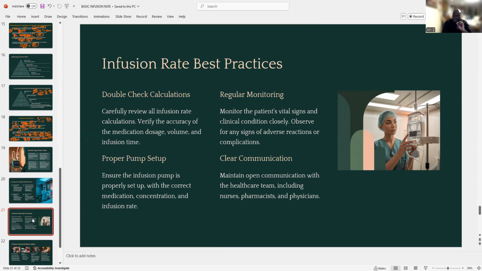So observe, check your patient, check your pump. Make sure that you set up your pump correctly. If you do not know how to use a pump, please reach out for help. Ask for help. Let someone train you if you do not know. If you are not sure about your calculation, double check. Ask another nurse to double check with you, because a mistake can happen. You can kill someone, and you do not want that to happen under your watch. All right?